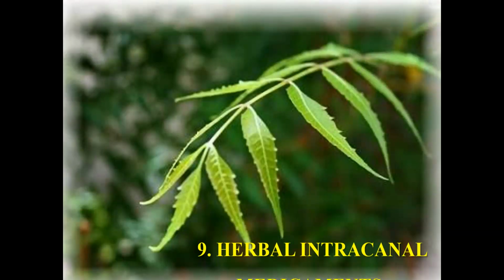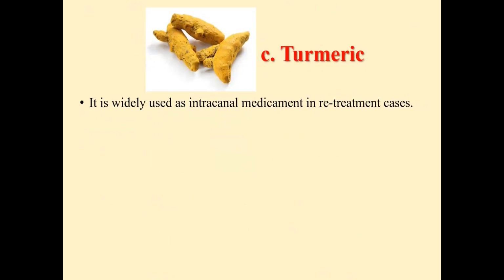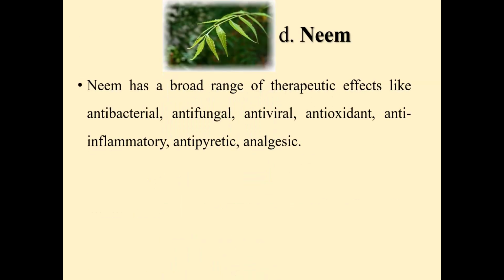Coming on to the ninth, herbal intracanal medicaments. First, propolis. Propolis is a resinous material that honeybees collect from various plant species and mix with other substances. The chemical composition of propolis is complex. Second, turmeric. It is widely used as an intracanal medicament in treatment cases.